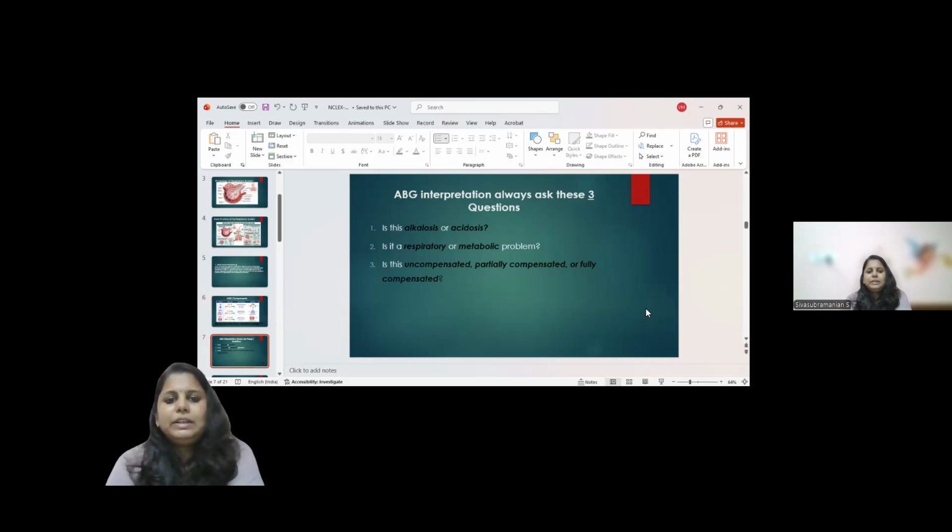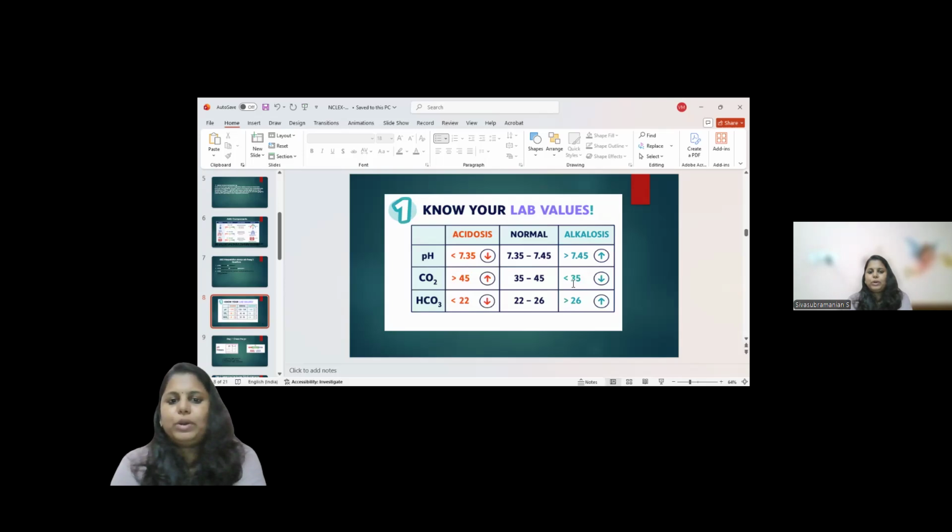Before interpreting the ABG results, you have to ask 3 questions to yourself. The first one is: is this alkalosis or acidosis? Is it a respiratory or metabolic problem? Is it uncompensated, partially compensated, or fully compensated? We'll see them one by one.